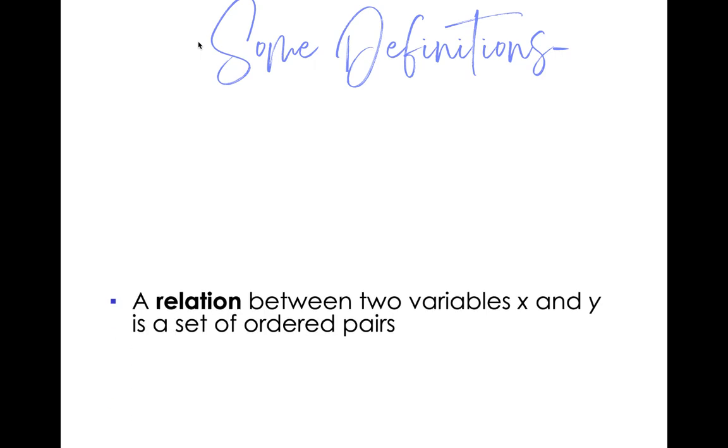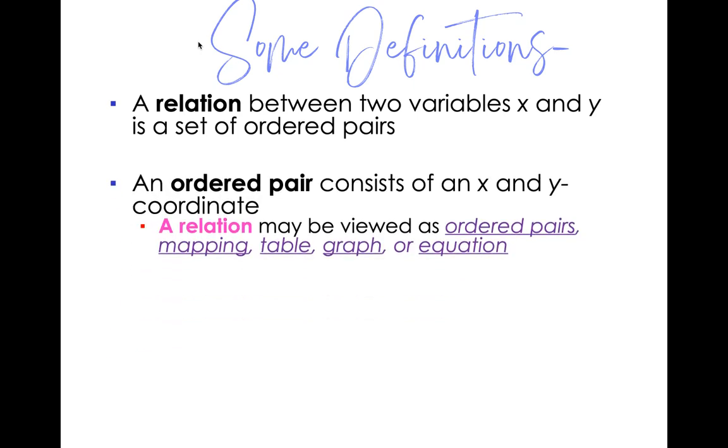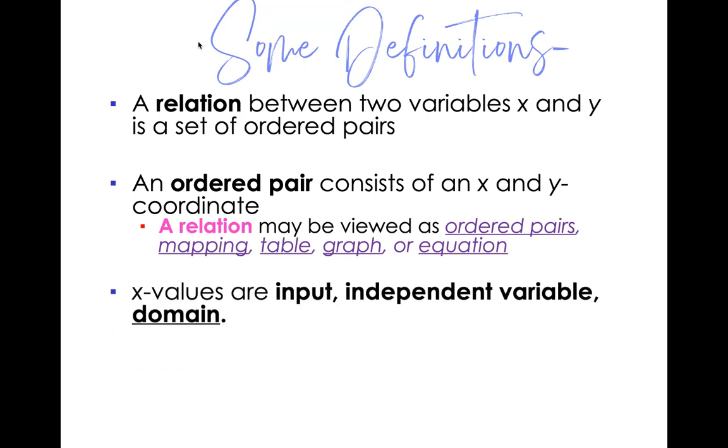Now we're going to start with some definitions. First, we need to define what is a relation. A relation between two variables x and y is simply a set of ordered pairs. An ordered pair consists of an x and a y coordinate, and that relation can be viewed or represented as the ordered pairs, a mapping, a table, a graph, or even an equation.